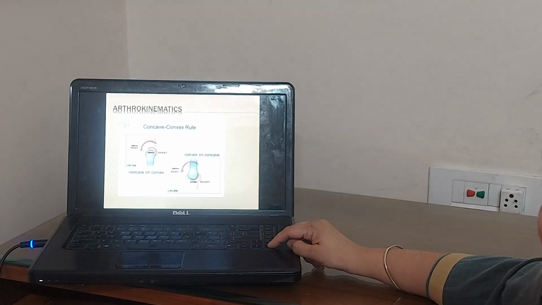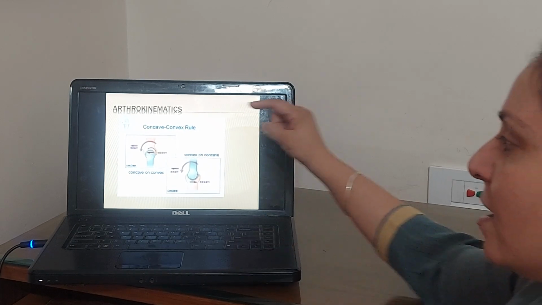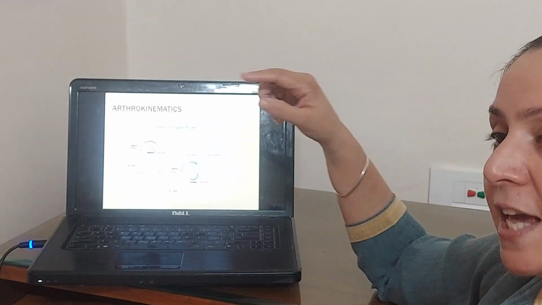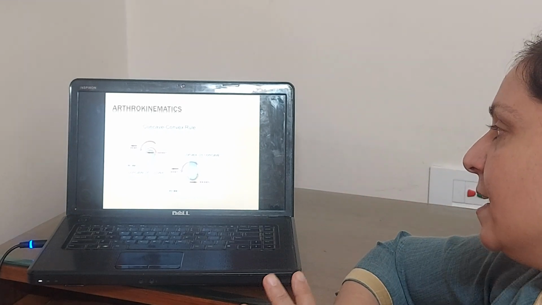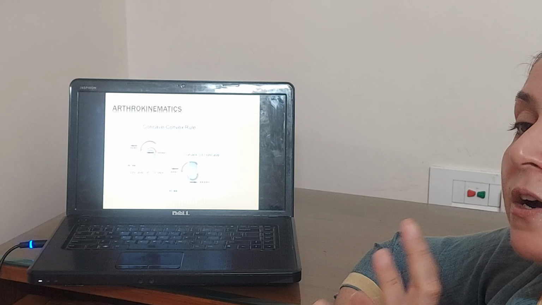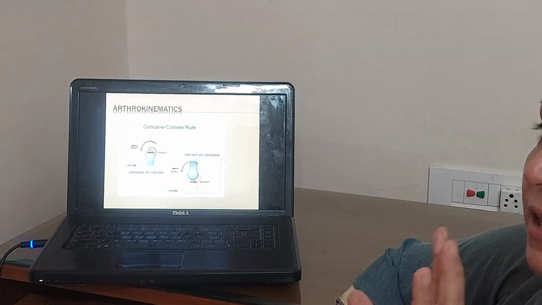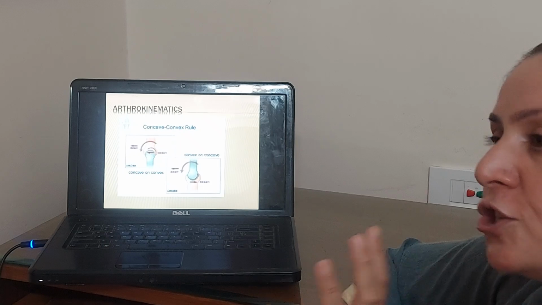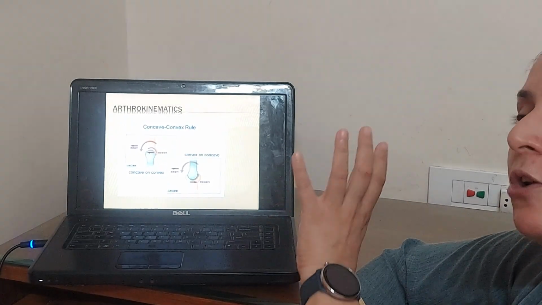Now, you have to be very much clear about two rules also. Concavo-convex rule. What is the concavo-convex rule? When a concave surface is moving on a stable convex bone, that means the movement will be in the direction of the bone. That is, the joint movement will be in the direction of the bone.